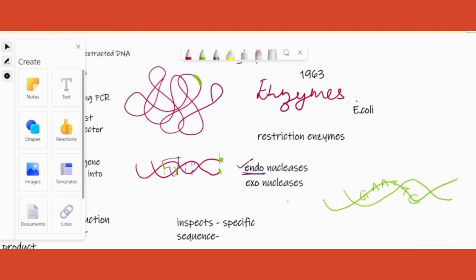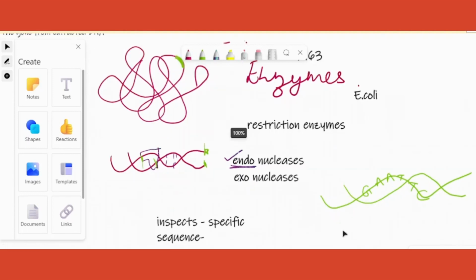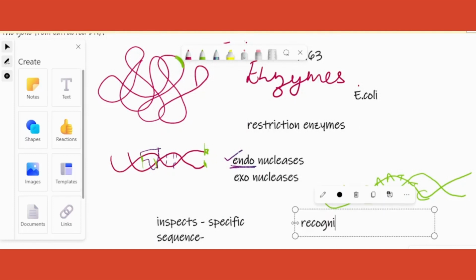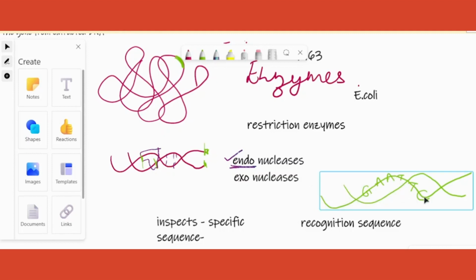It first goes and sees on the DNA, where is the sequence? Where is my specific sequence? It is going to be called a recognition sequence. What are we going to call this specific sequence? We are going to call them recognition sequences. Recognition sequence of one restriction enzyme will be different from the other restriction enzyme. Please remember that. Once it finds out, okay, my recognition sequence is here, what does it do? It goes and binds over here.